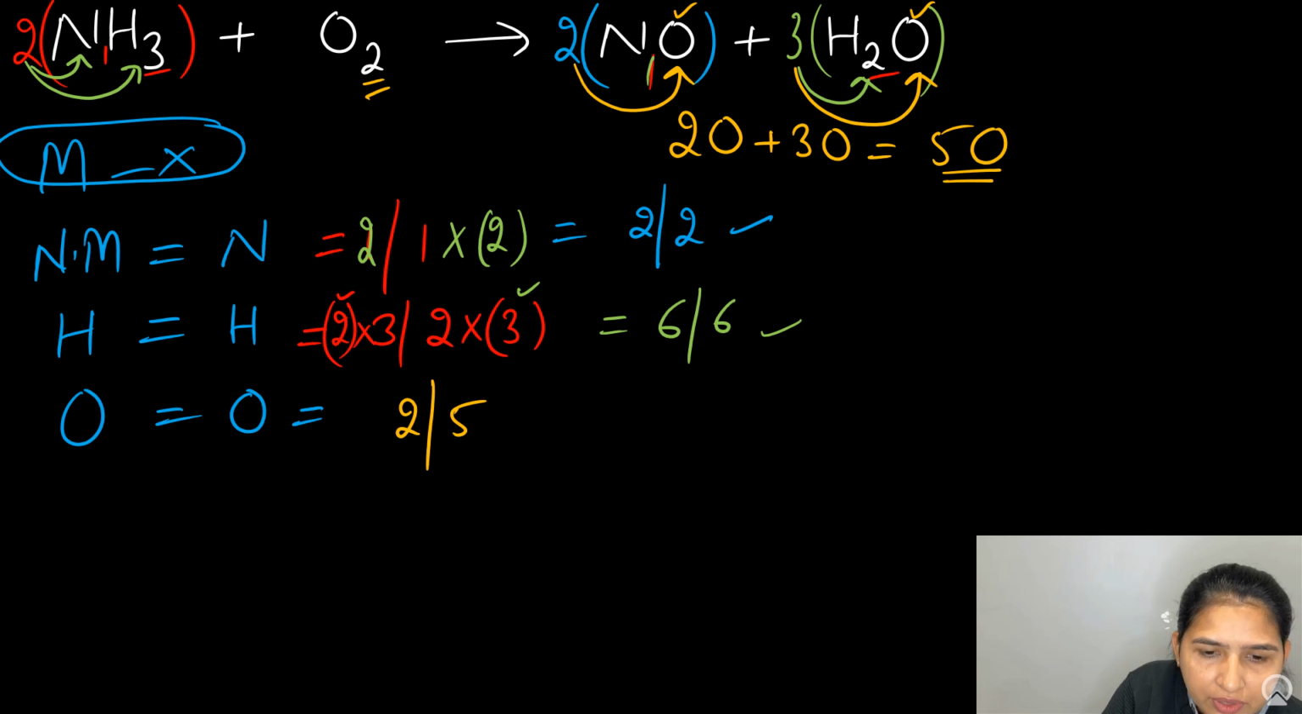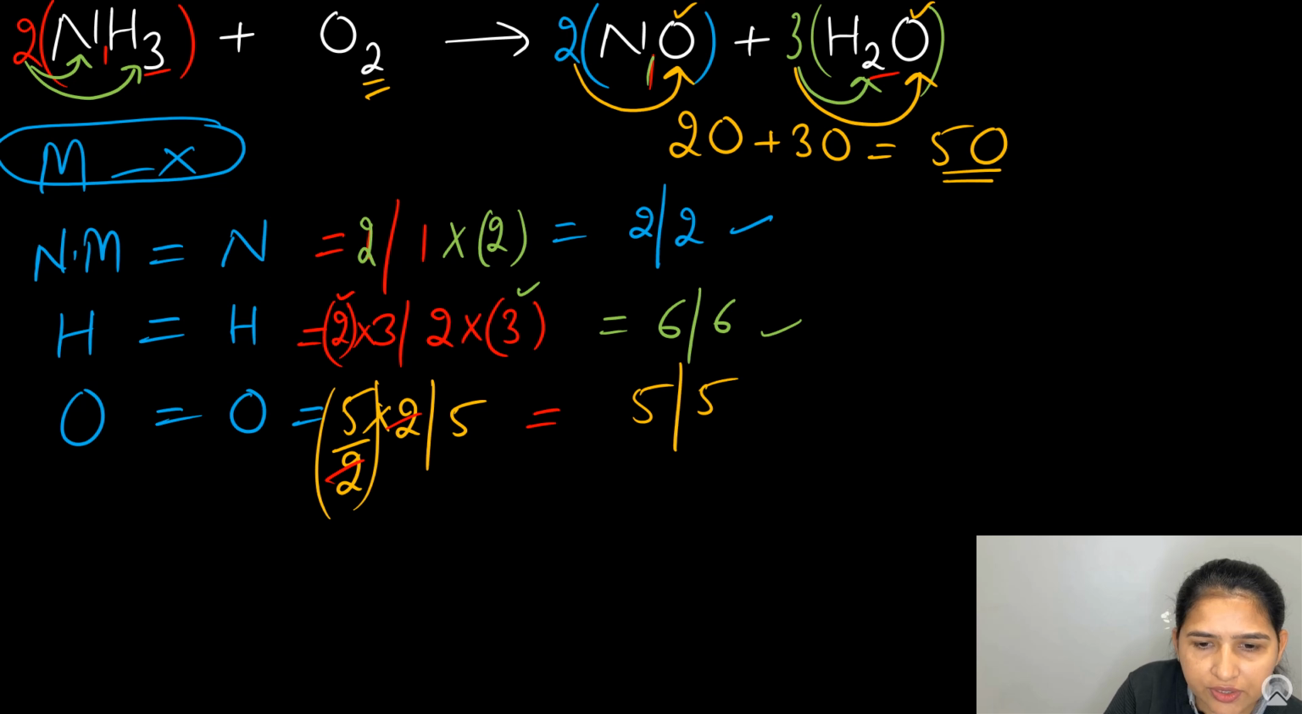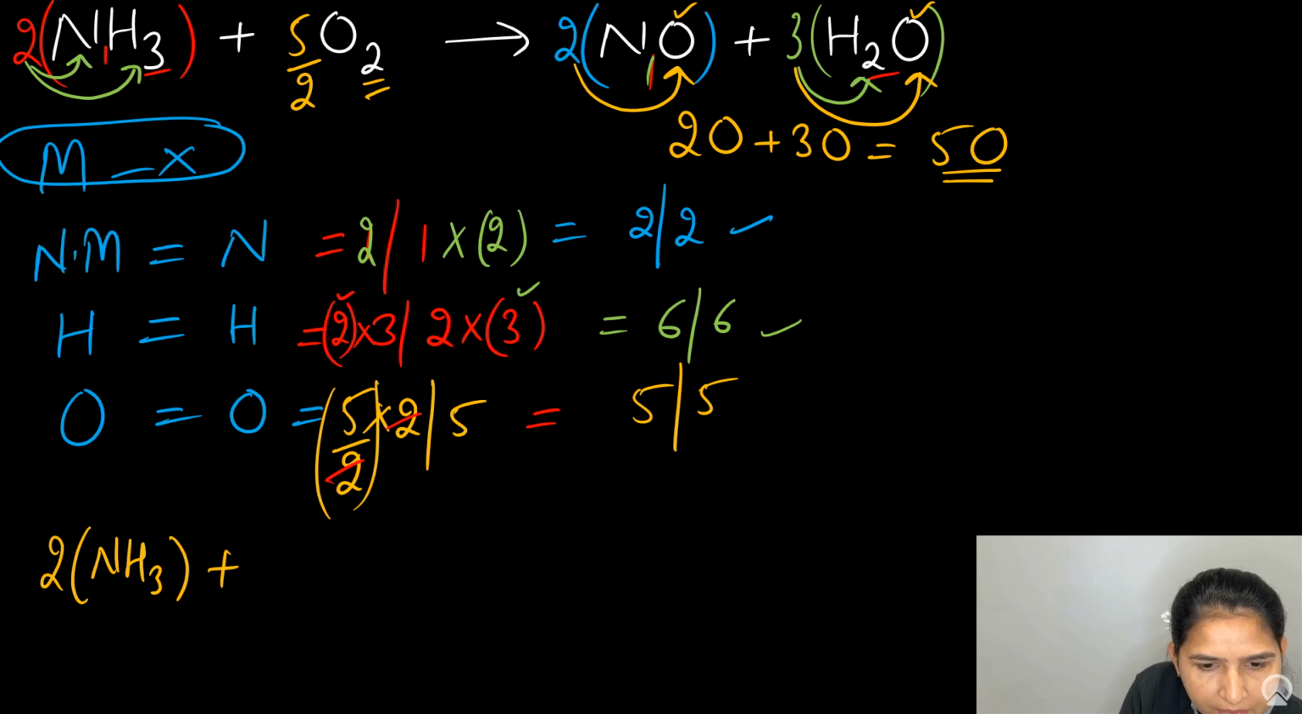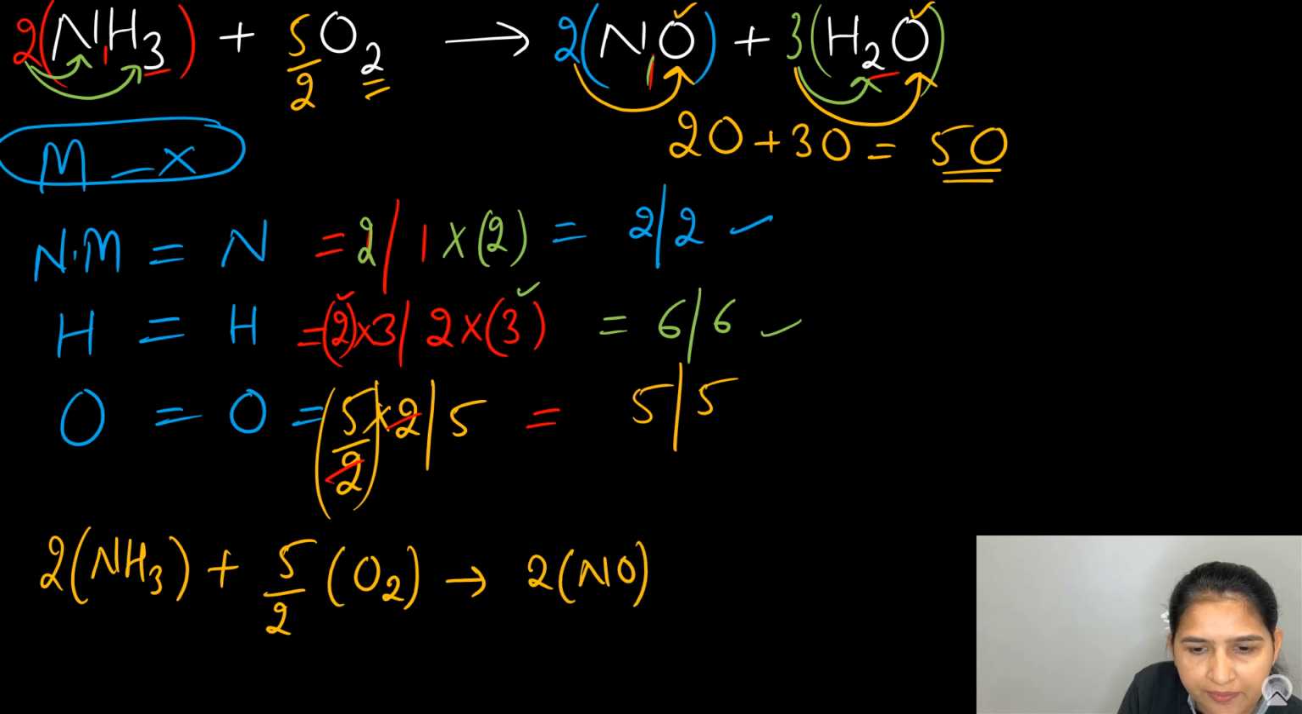So what I can do, I can multiply the diatomic molecule with fractional number, which is going to result the same number of oxygen. Now let's do it. So I will write down 5 by 2. Okay, now you know what we are left behind. We are left behind with 2 of ammonia, 5 by 2 of oxygen, which gives you 2 of nitric oxide and 3 of water molecule.